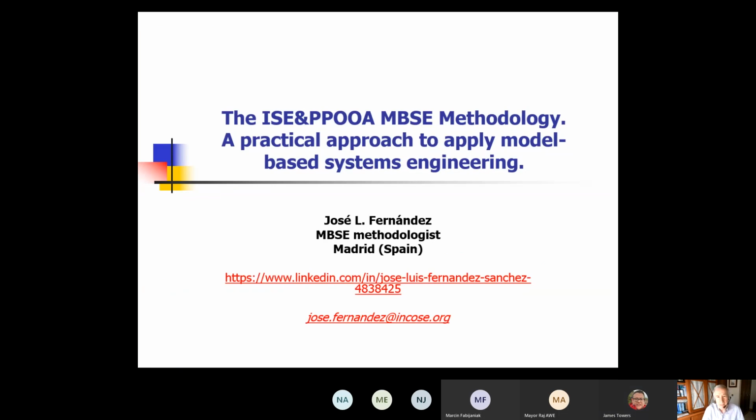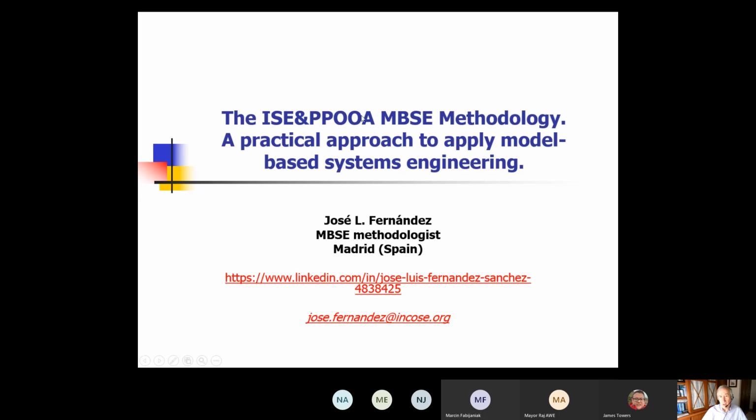Thank you for inviting me to present this method. As James mentioned before, the acronym of the method is ISE and PPOOA. ISE is for Integrated Systems Engineering, so this part of the method is related with model-based systems engineering. And this part of the method, PPOOA, is related with software architecting. So the method is a mix of integrating a model-based systems engineering method with a software architecting method and a software architecture framework.